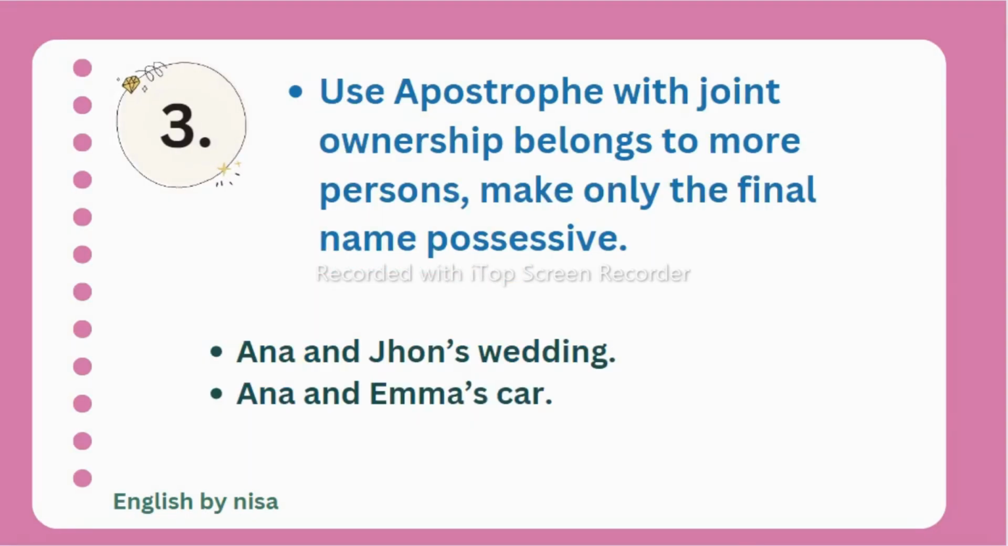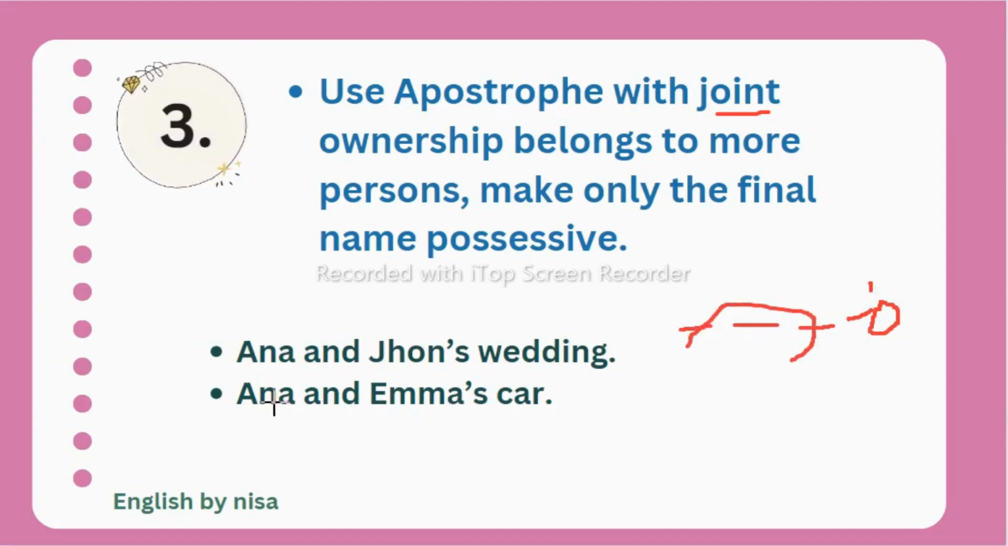Rule: use apostrophe with joint ownership. Belongs to more than one person, make only the final name possessive. Now here, if something belongs to many persons, what you have to do is make only the final name possessive. Something might be a car or something else which belongs to many persons, like A, B, and C, and also D. So with the last person you have to make it possessive, meaning you give apostrophe s with the last person, not with all the persons.